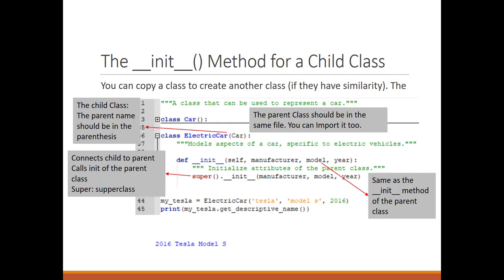Now when we create a child class, the name of the parent class should be provided to the child class inside of the parentheses in the first line of the class. So we have the keyword class, and the name of the class, the subclass, and then inside of the parentheses we have the parent class. You can see this car, which is a parent class, is typed here.